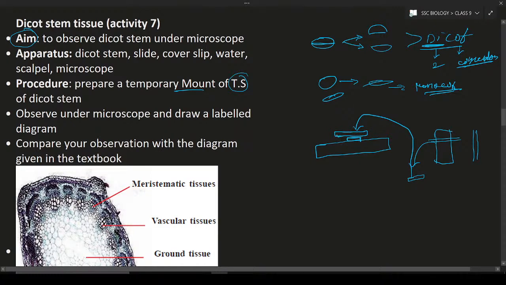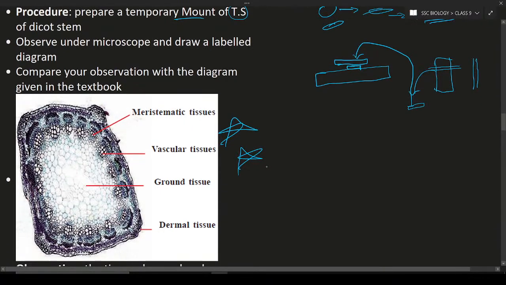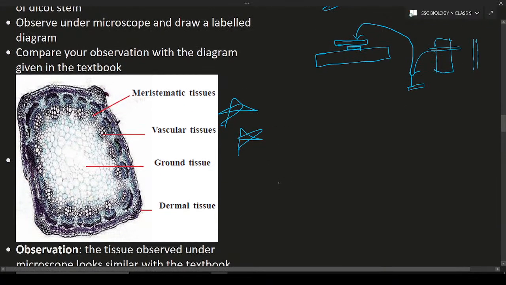Then I have to keep it under the microscope and observe it. If I observe, I will get the clear diagram. I can see the clear diagram under the microscope. Next, compare it with the second diagram in the textbook. Observe and compare both the diagrams, and also draw the diagram in your notebook.